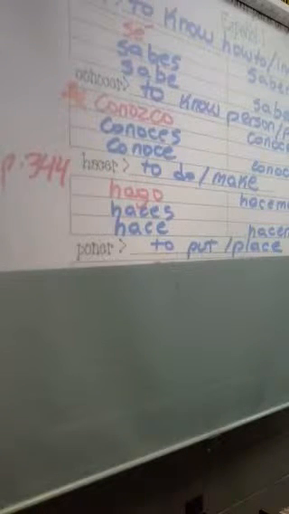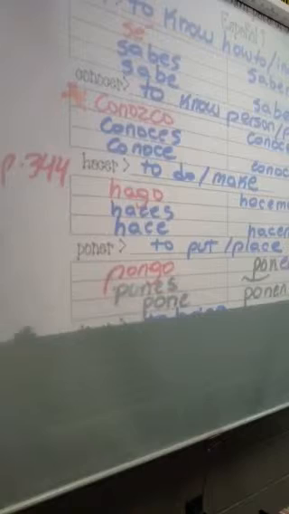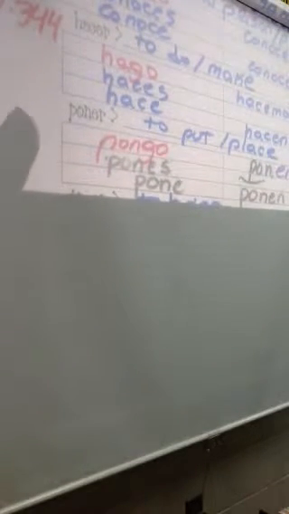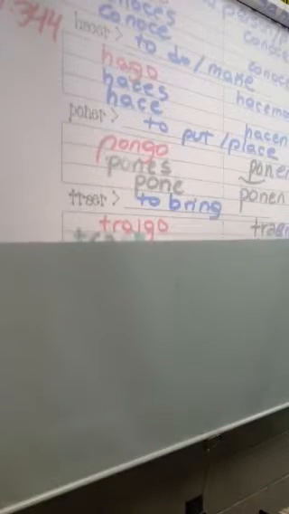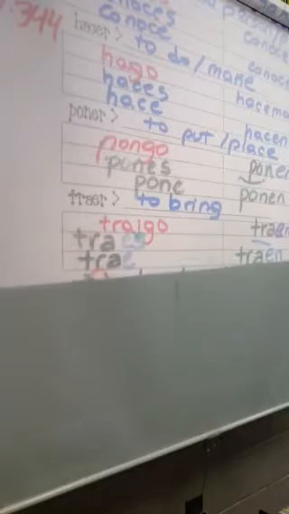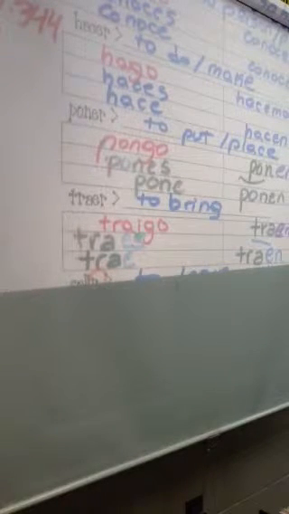Then poner is to put or place. Pongo is the yo form. The rest of the conjugations are regular conjugations. Pones, pone, ponemos, ponen. Then traer, you have one extra thing to remember about it. Traer is to bring. The yo form is traigo. Not quite sure where that I comes from, but it's there. That's the yo form of traer. Have to remember that extra weird thing about it.